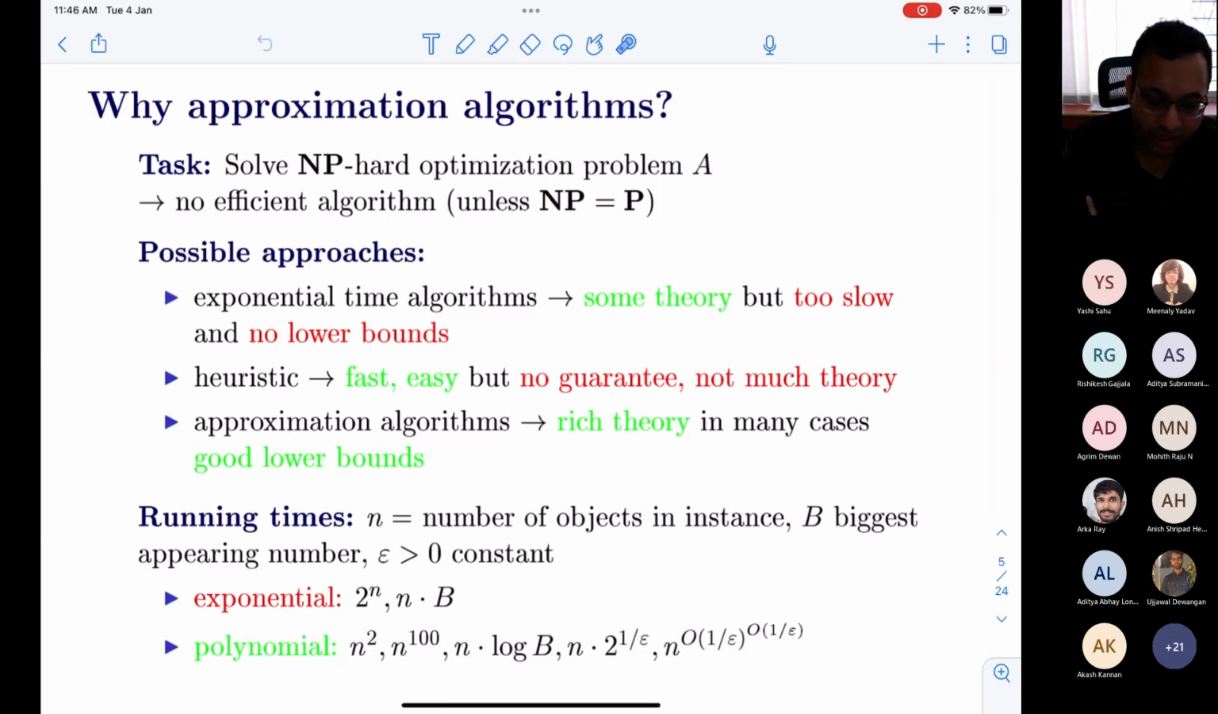Then 50 we represent in binary, so this data B will be represented in log B number of bits. So actually this capital B is exponential in terms of log B. So n times B is actually exponential, not polynomial, because B is already exponential. Log B is the polynomial. The input length is log B, whereas we are running it in B. And when you talk about polynomial, it's n square, n to the power 100, n times log B, and so on. So any question so far?